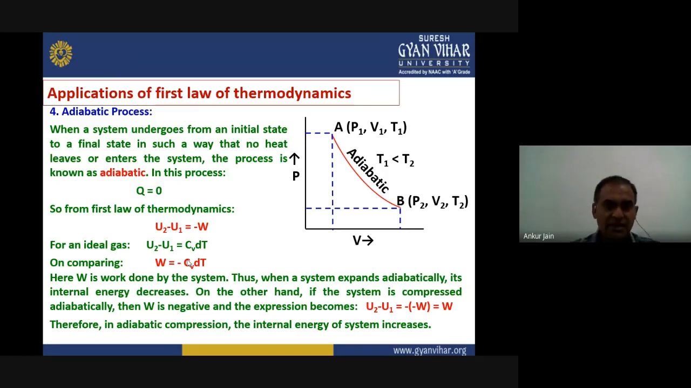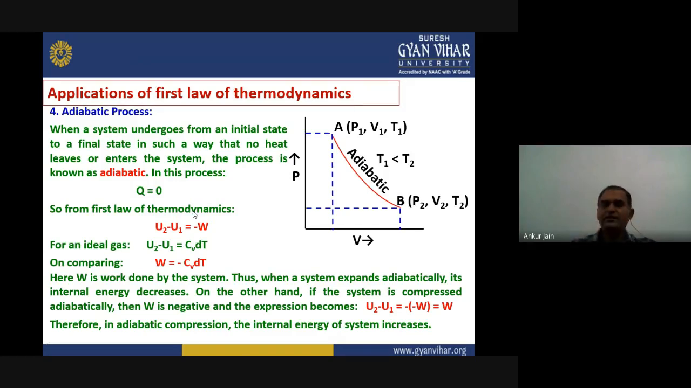Now from here we can consider one conclusion. If we look into this equation, we can say that if any system expands adiabatically, you see here the volume is getting increased, so that means expansion is taking place, and we are considering this adiabatic process. So if a system expands adiabatically, its internal energy decreases. Why is it decreasing? Because if you see here, U2 minus U1 is a negative quantity. That means the internal energy of the system is decreasing, right?